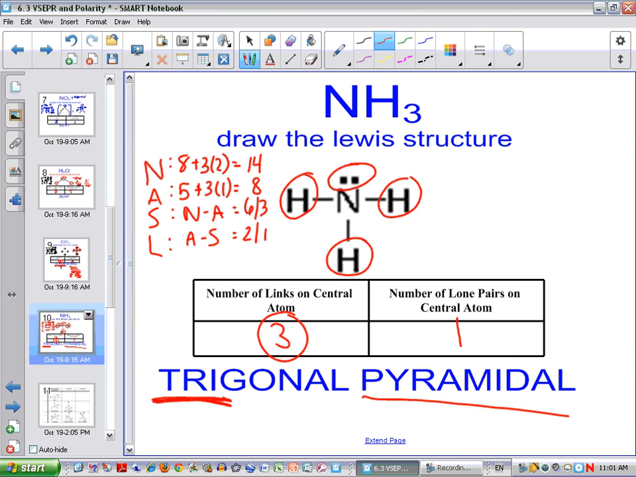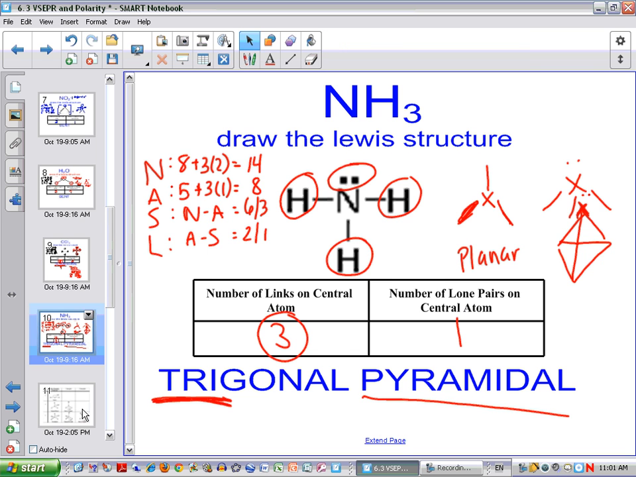Now the other one laid flat. You guys remember when we had 3 things attached, but no lone pairs, it lays flat, called planar, like flat on a plane. When you add that lone pair onto that X, it literally pushes those 3 bonds down, and it makes like a pyramid shape. I'm not very good at drawing pyramids, but there's my X, and there's that lone pair. So what that lone pair does is it pushes those 3 bonds down, so it looks like a pyramid, hence trigonal pyramidal.